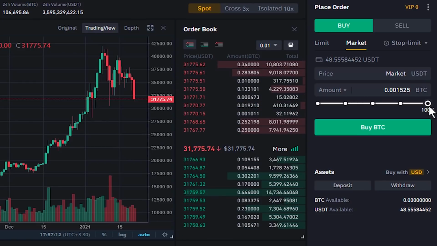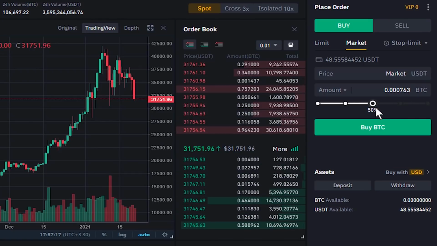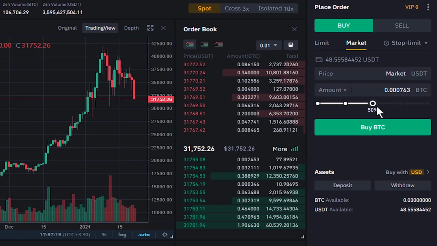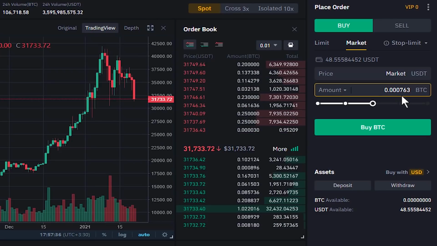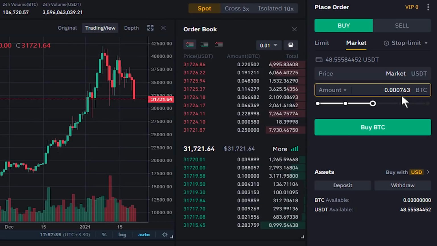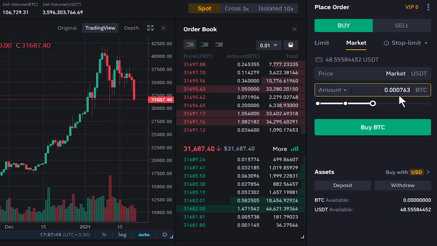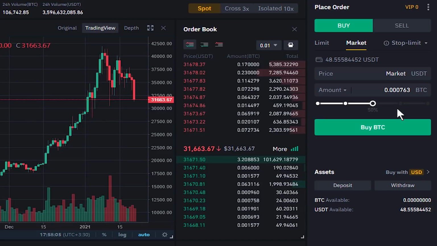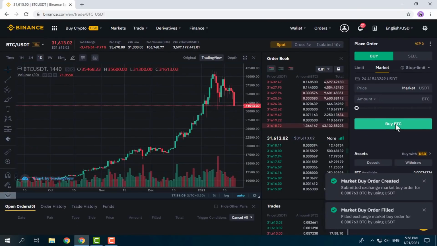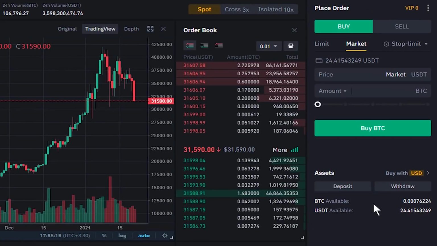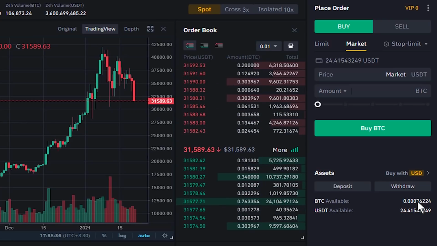Okay, let's for example set it to 50%, and this means that we're going to buy BTC at the current price of the market with half of our available Tether. And here it shows that with half of our available Tether, we can buy something like 0.0007 Bitcoin. And simply by clicking Buy BTC, as you can see, it's done and we have bought Bitcoin. And now, as you can see here in the assets, we have Bitcoin available.